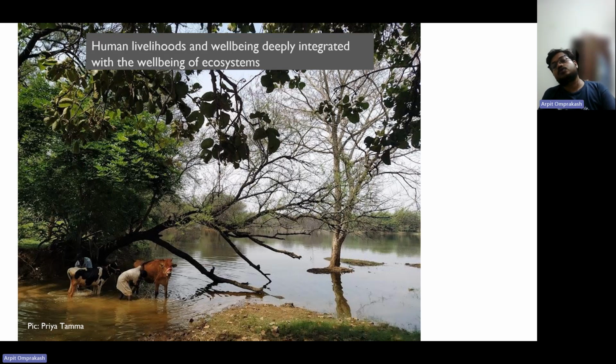When you go to a forested area or you go to a lake or a waterfall, you feel kind of fresh, you feel kind of good. Similarly, we have different animals which go to ponds to take a bath and so on. So all these different facets, different parts of the ecosystem need to be maintained because all of them are deeply integrated with us and with our well-being.